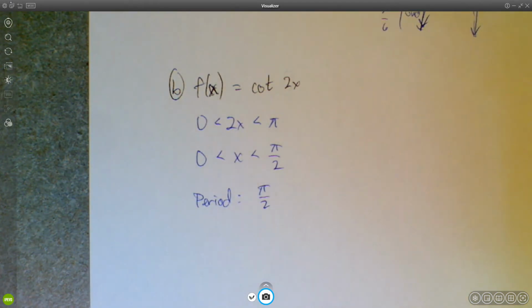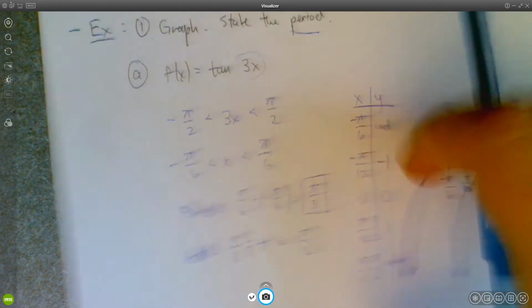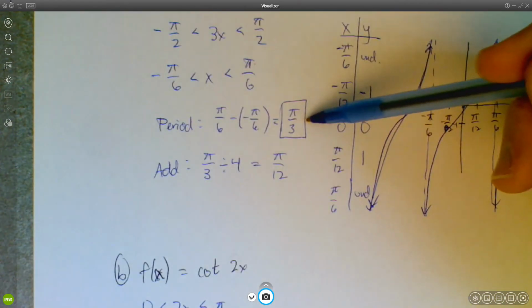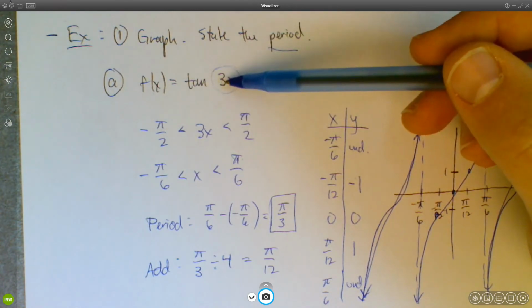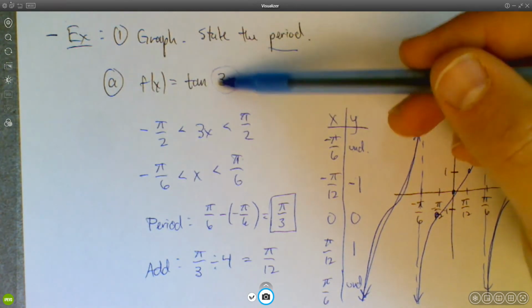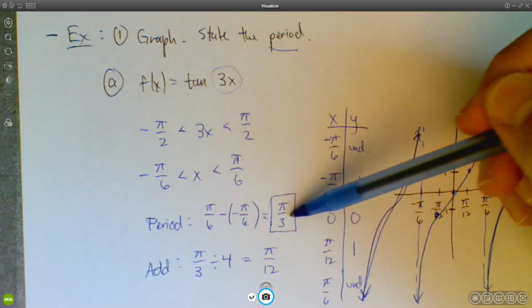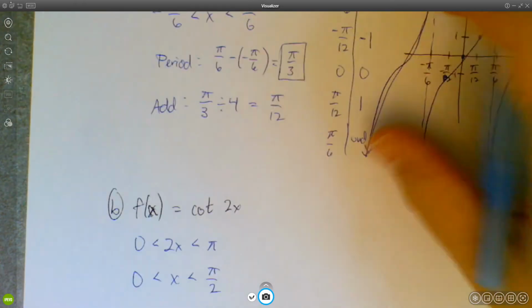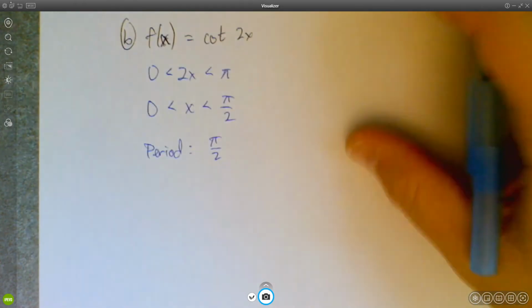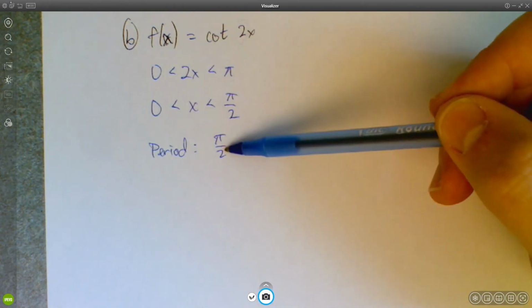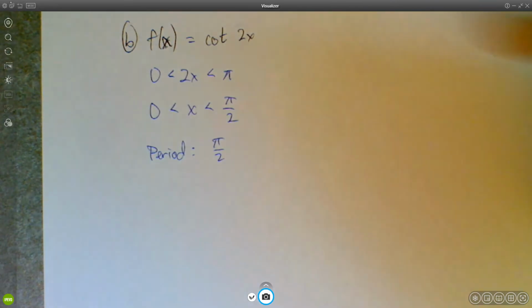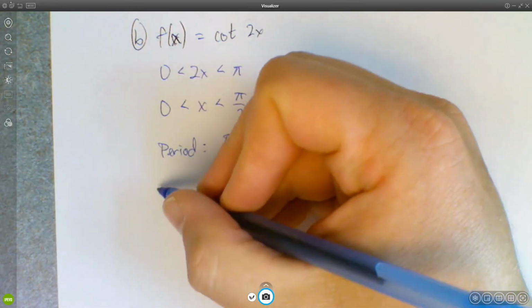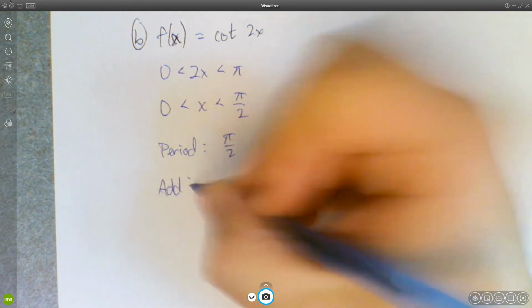So in this case, we found that the period was pi over 3. Well, look, we know that tangent has a period of pi units, and since we're multiplying by 3, we would divide pi by 3 and get pi over 3 for the period of that function. And in this case, we found that the period is pi over 2, and that makes sense, right? Because it's just pi divided by 2. So that's the period. Then we split that into 4 parts.